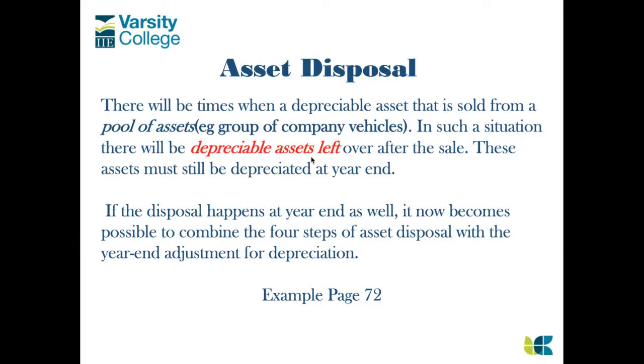His car, we removed the depreciation, we removed the accumulated depreciation because it's no longer on our books. Remove the value of the car, everything. If the disposal happens at year end as well, which is what we spoke to, it now becomes possible to combine the 4 steps of asset disposal with the year end adjustment for depreciation. So basically we can just calculate depreciation for all the vehicles and then treat that disposal separately.